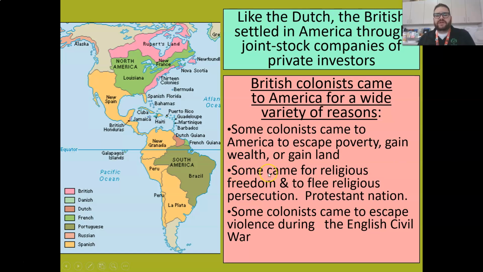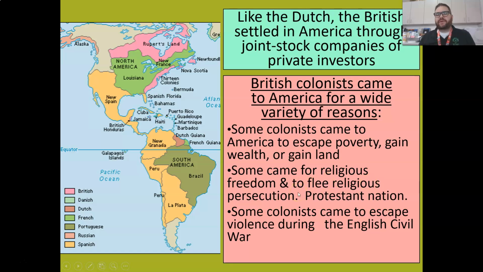Some settlers within the British colonies came for religious freedom, and we will see this specifically within the Plymouth colonies, and we will see the Puritans and other separatist groups coming over to practice their religion without the pressure from the King of England or the Church of England. They will be fleeing religious persecution.